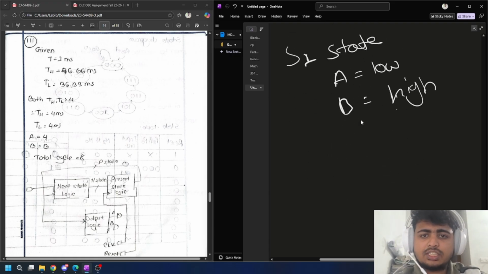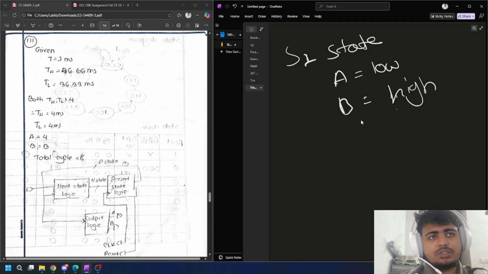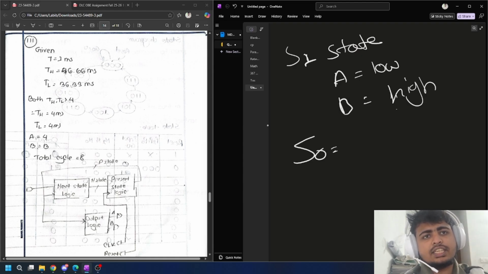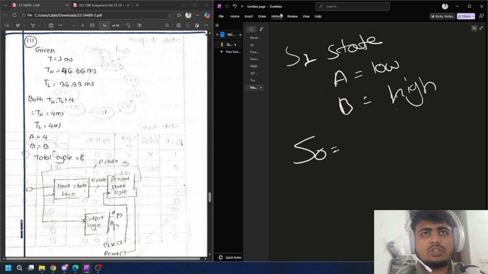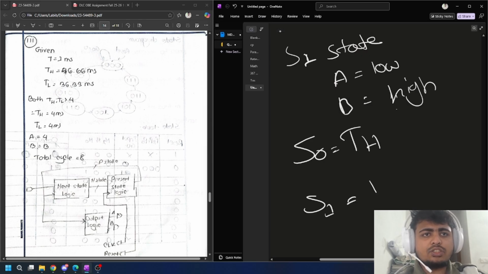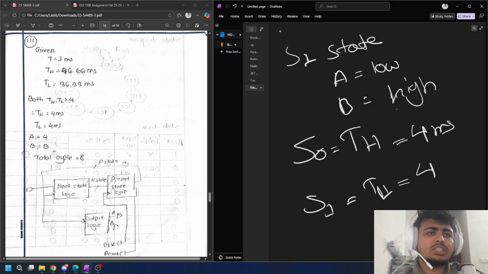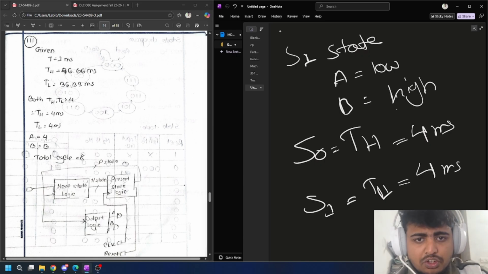Each state duration is controlled by the clock pulse, and every pulse is 1 millisecond. So we can see the S0 state goes for 4 milliseconds, and the S1 state goes for TL milliseconds. That means S0 goes for TH and S1 goes for TL, which actually means 4 milliseconds, and it doesn't exceed the time limit for this equation.